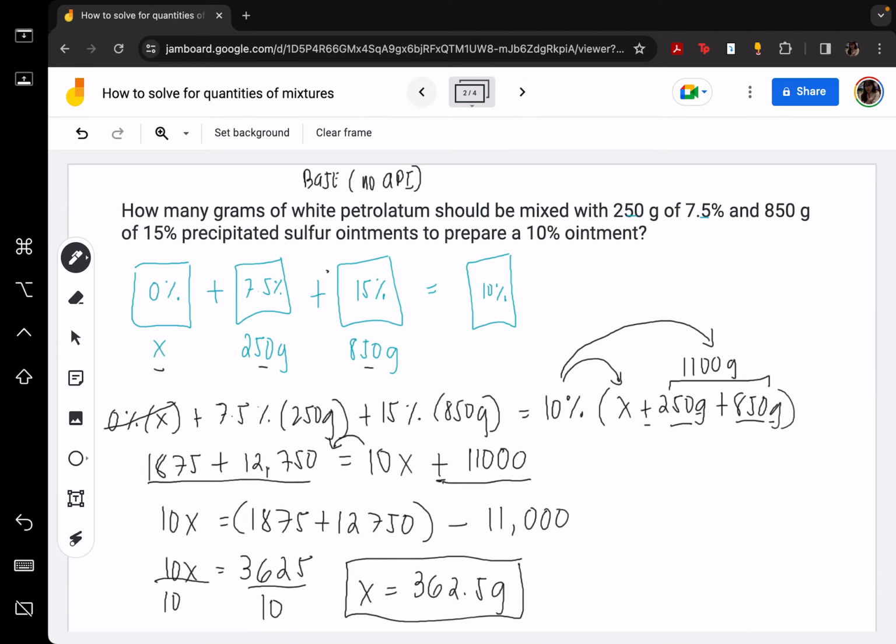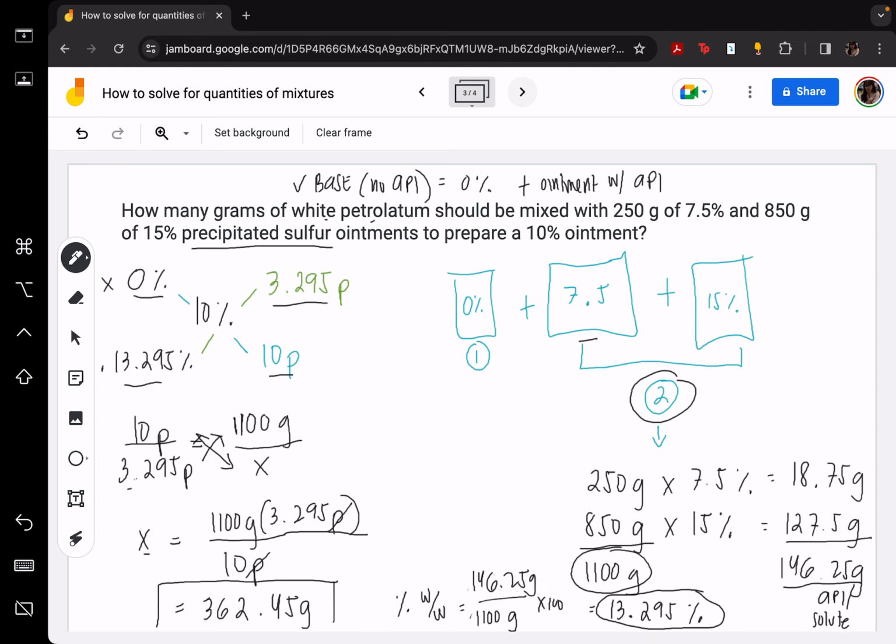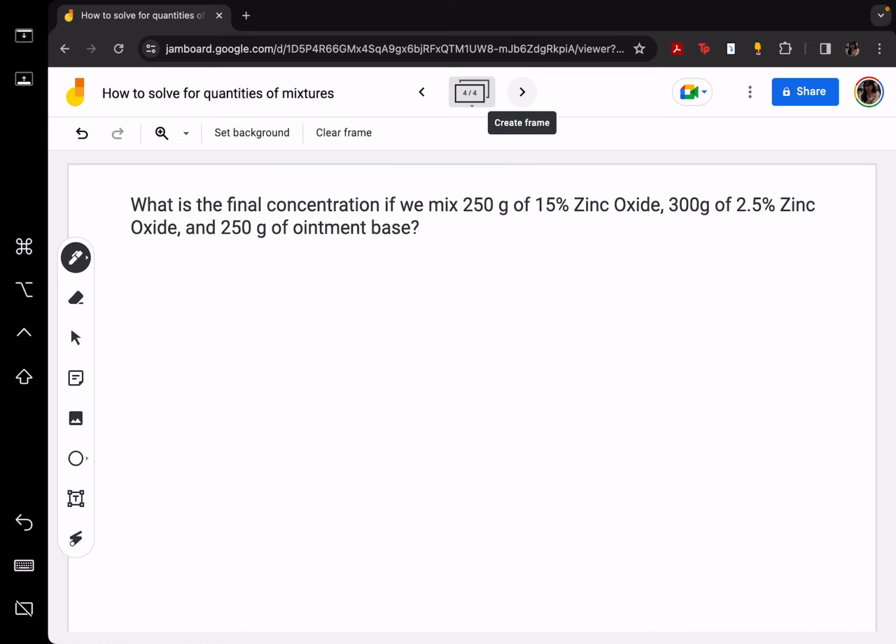Let's check. Oh, 362.5, 362.45. It's an approximate. No, they're more or less the same if you round it up. Okay, so that's the second scenario, and we're down to our last number, and this is very easy. Let's do method 1. Okay, you got this.